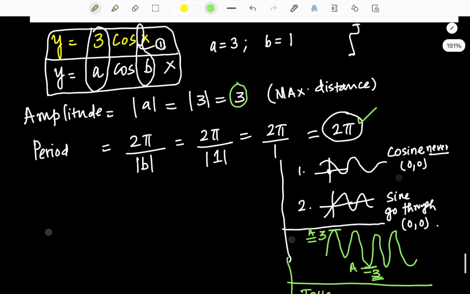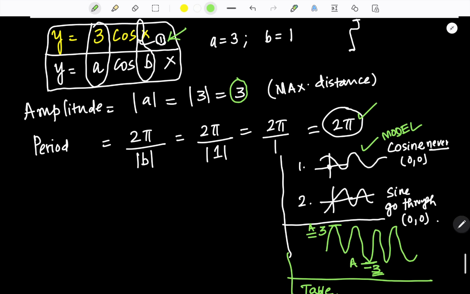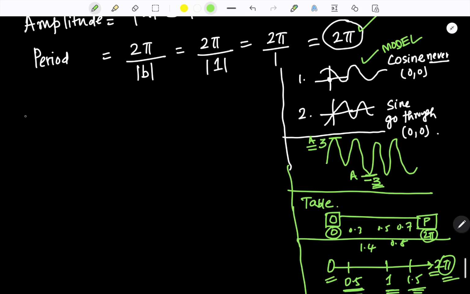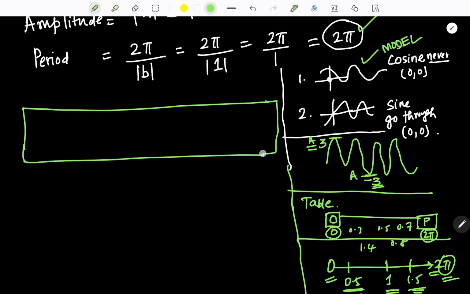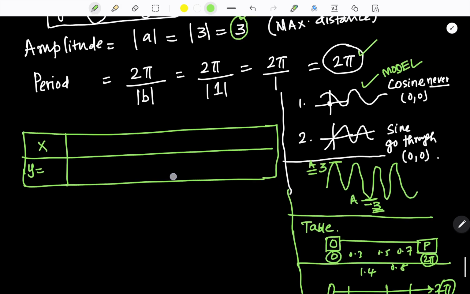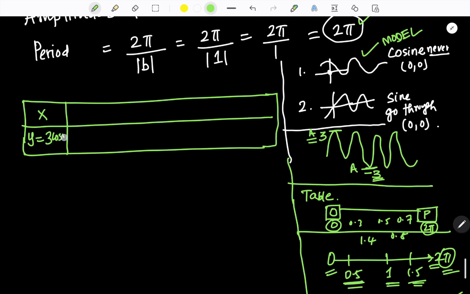So before starting the curve, this question is a cosine curve. So with a cosine curve, you will get the model of this curve. The amplitude goes to 3 and -3, and the table goes from 0 to 2 pi. Let's first create a table. You're going to write x values and y equals 3 cosine x. Starting is always 0 and the ending is 2 pi.